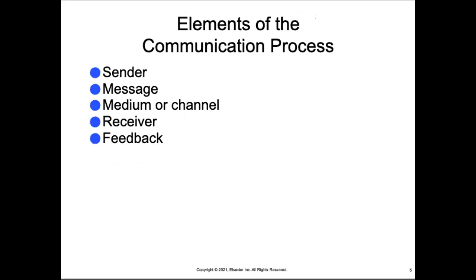So these are the elements of the communication process. The sender has an idea that must be shared with another person or group. The idea is then translated into a message. The message is placed on a medium or channel, and the medium is sent by various channels and is received by the receiver. Once the receiver receives the message, the receiver reacts to the message and provides feedback to let the sender know that they have received the message and to make sure that everybody's on the same page.